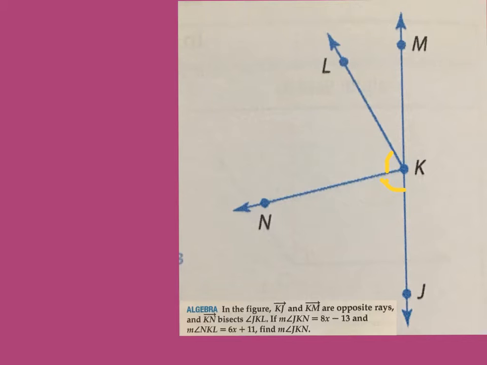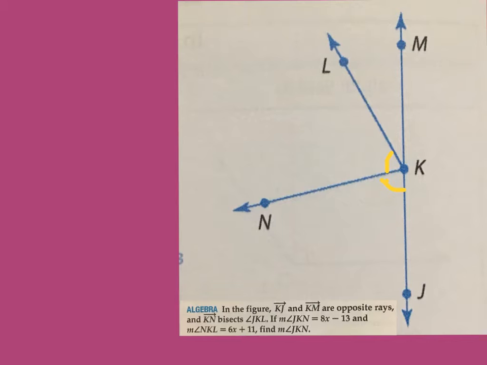If JKN equals 8x minus 13 and NKL equals 6x plus 11, find JKN. Alright, there's a lot of letters, a lot of numbers, a lot of angles, so this is how I recommend that you start doing these problems. First, read it once, all the way through, even if you don't understand it. Then the second time, take it piece by piece and start putting them in the place where it goes. This is what I mean.